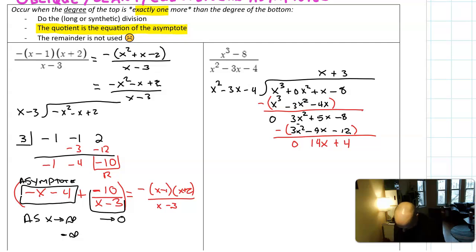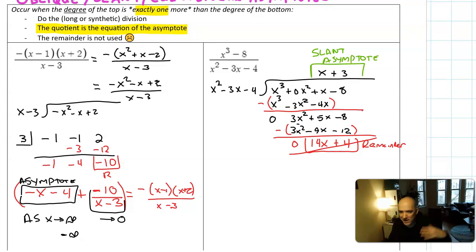X squared goes into 14x no times. This is impossible. This is the remainder, which for the purpose of this, we're just going to throw out. We don't even care. And all we really need is this guy up here, which is the equation of the slant asymptote. The remainder's nice. You might use it for other things and other problems, but for this purpose, you only really care about the quotient that appears up here.